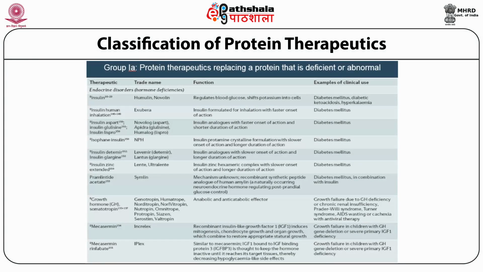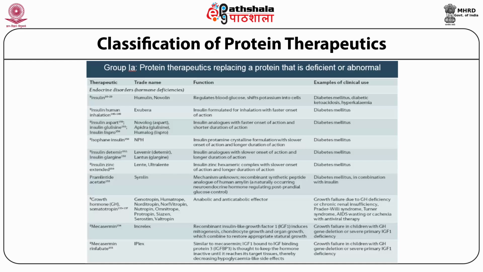This table shows examples of group 1A, the protein therapeutics which are used to replace a deficient or abnormal protein. Mostly insulin and several growth hormones are the examples.